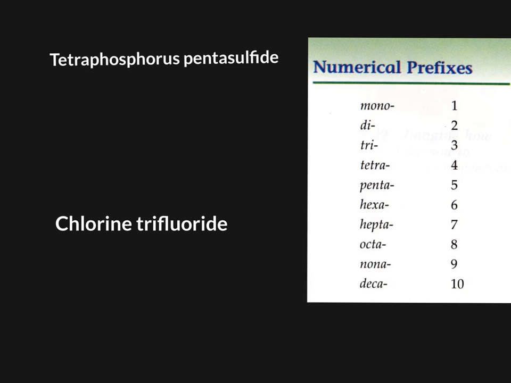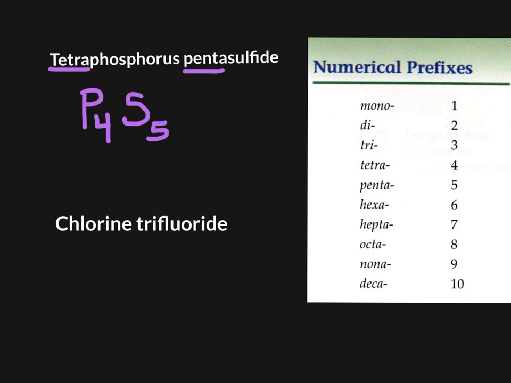So when we look here at the name tetraphosphorus pentasulfide, yes, you need to write this down as an example in your notes. The tetra tells us how many phosphoruses to write. So we're going to write P4 because tetra stands for 4, okay? And then pentasulfide, penta stands for 5. That's the prefix for 5. So sulfide comes from sulfur, so we're going to put S5.